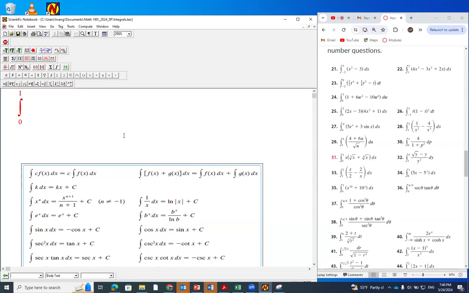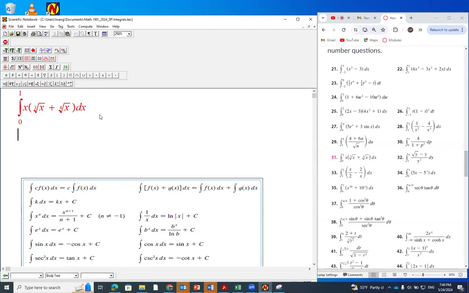And we have x multiply inside the parentheses of cubic root of x plus fourth root of x dx. Don't forget dx, okay? It's a common mistake, missing dx. All right.